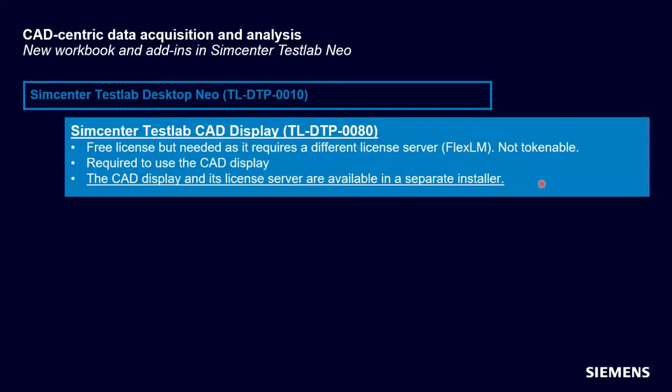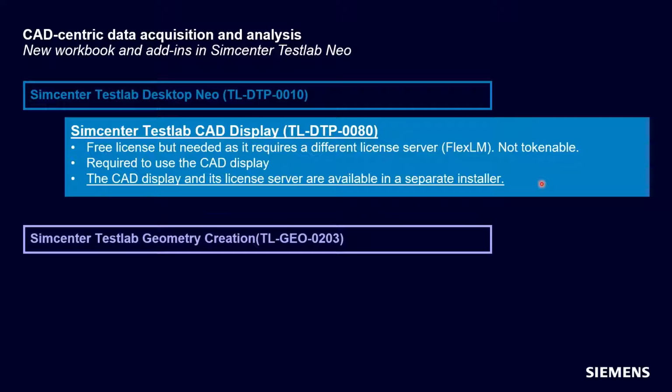Now, this is a free license. There's no cost for it, but you do need to sort of purchase it, so to speak, because of the way that the license is handled on the back side. So you need a zero cost quotation. You can get that from your salesperson. We then send you that license and you are able to download and install the CAD display. This is a separate installer from your TestLab install, so it's something you have to kind of do on purpose.